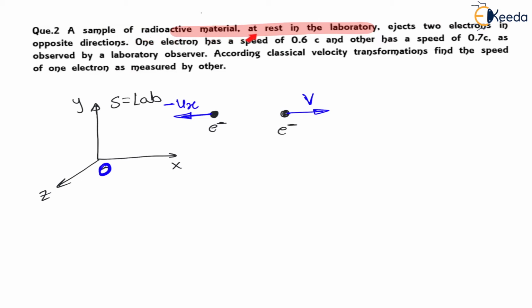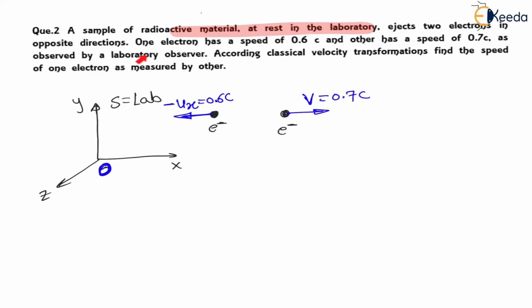A sample of radioactive material at rest in the laboratory ejects 2 electrons in the opposite direction. One electron has a speed of 0.6 c, where c is the velocity of light, and the other has a speed of 0.7 c. Let us assume the first electron is moving with 0.6 c towards left, and the right side electron is moving with 0.7 c towards right.